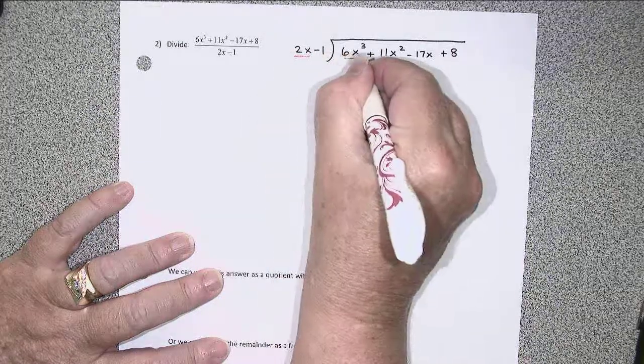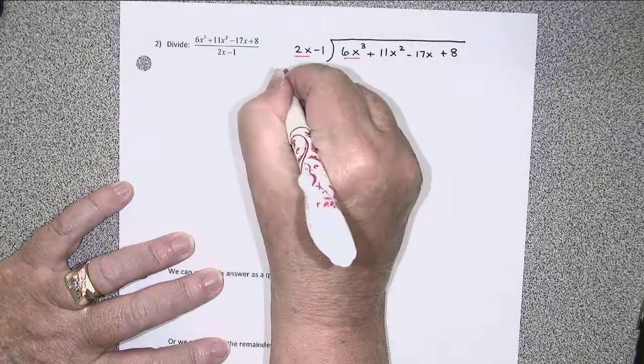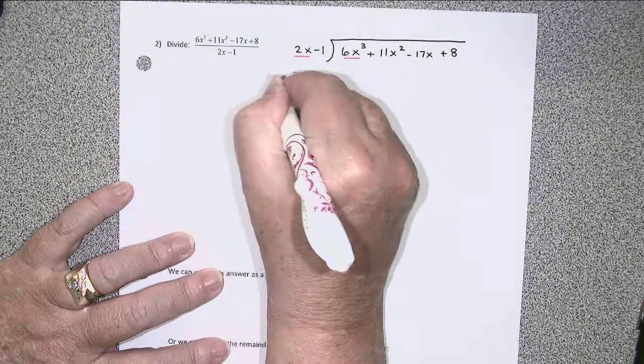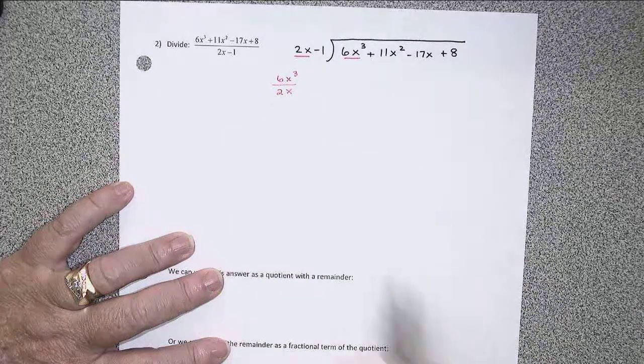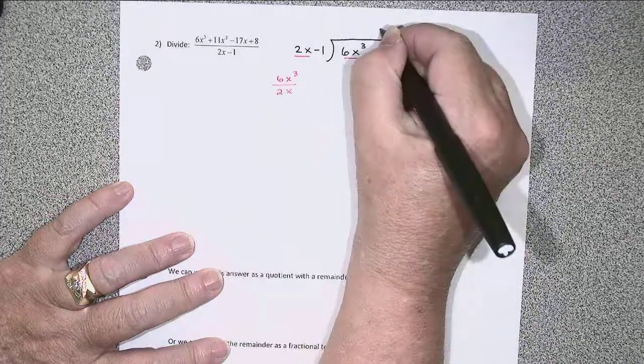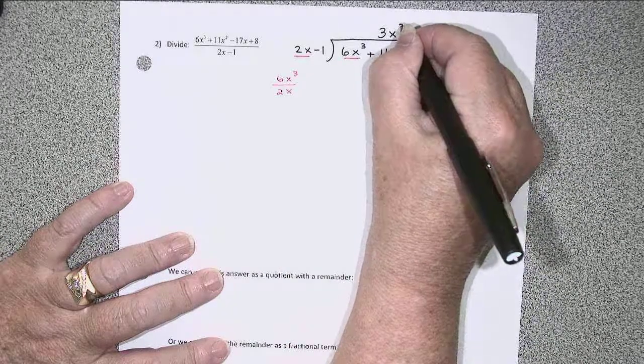We always start with just the first terms, and our thought process is what's 6x cubed divided by 2x? Let's see, 6 divided by 2 is 3. X cubed divided by x is x squared.